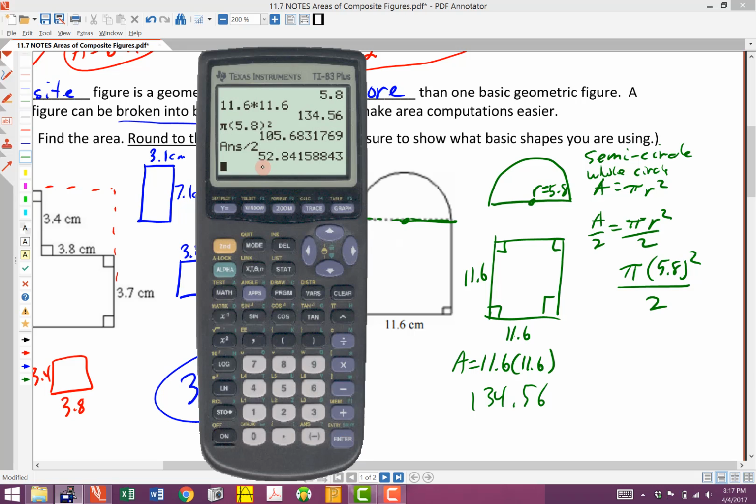So here's what we've got, 52.84 and all this extra stuff. So if we're going to round to that decimal place right there, we look one past that, and is that enough to bump this up to a 5?